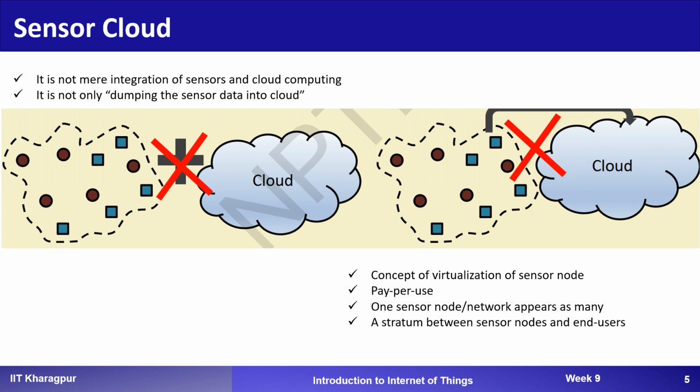So what happens in sensor cloud is there is a concept of virtualization of your sensor node. So basically a single sensor node or a particular sensor node can be used by multiple users at the same time. That particular sensor node is virtualized, and multiple users can use that particular sensor node for performing different tasks.